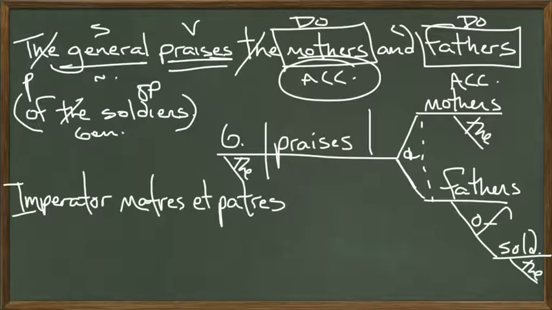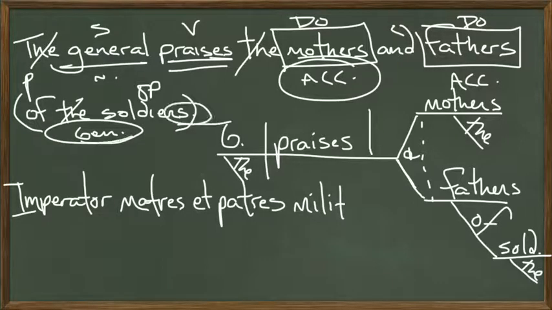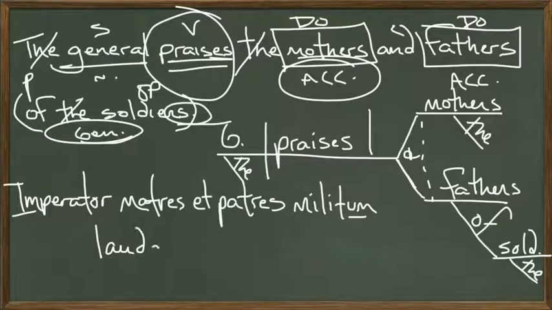Now we need of the soldiers. Miles is soldier in Latin, but the genitive is militis. So to find the root word, we simply drop the genitive ending, so we're left with milit. And we need the plural genitive ending to say of the soldiers. We have genitive, we have plural, we need the plural genitive ending. That's going to be um. So, imperator matres et patres militum, and the only thing we need now is the verb, which is a present tense verb, and so that's pretty simple actually. Imperator matres et patres militum laudat.